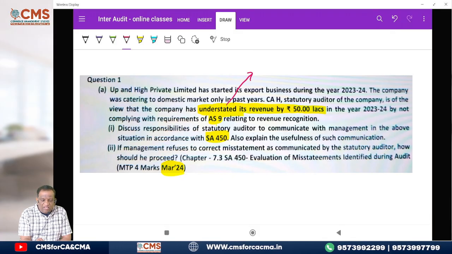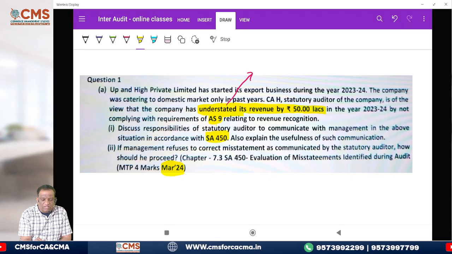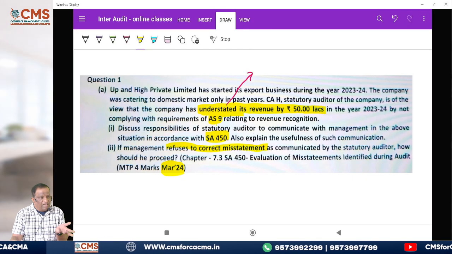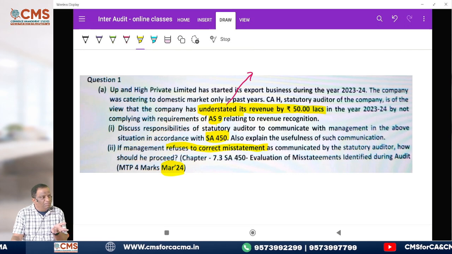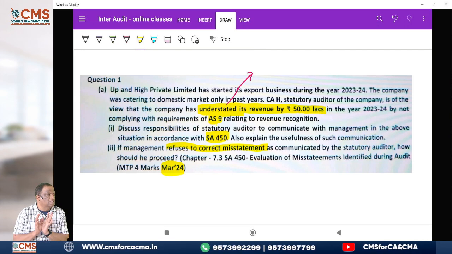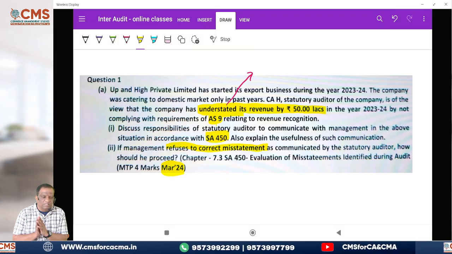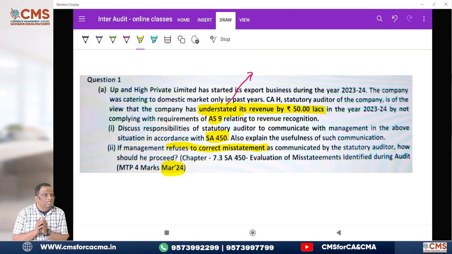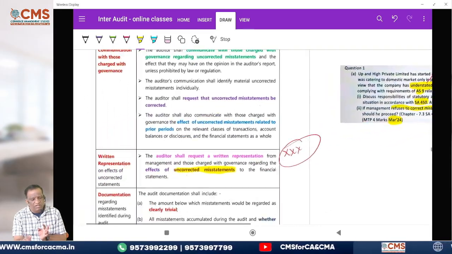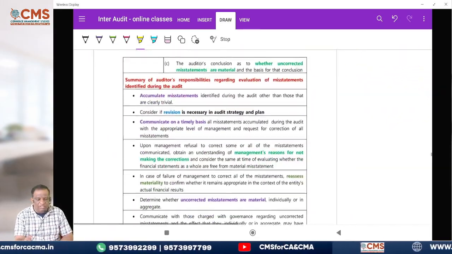Then the next question: if the management refuses to correct, what will you do? Identify the reasons, evaluate the implications, modify the report. That's all. So that is the question that is asked. And these are not the old questions. These are all the latest questions. So this is how you will be asked questions. Very simple topic. Don't neglect and don't ignore this at all.